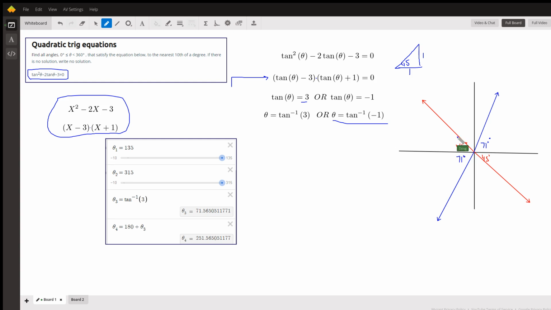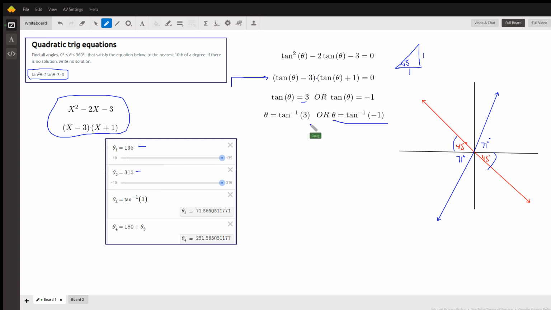And these are what we call the reference angles. And so this angle right here is 180 minus 45, or 135. And this angle in the revolution from 0 to 360 is 360 minus 45, or 315.